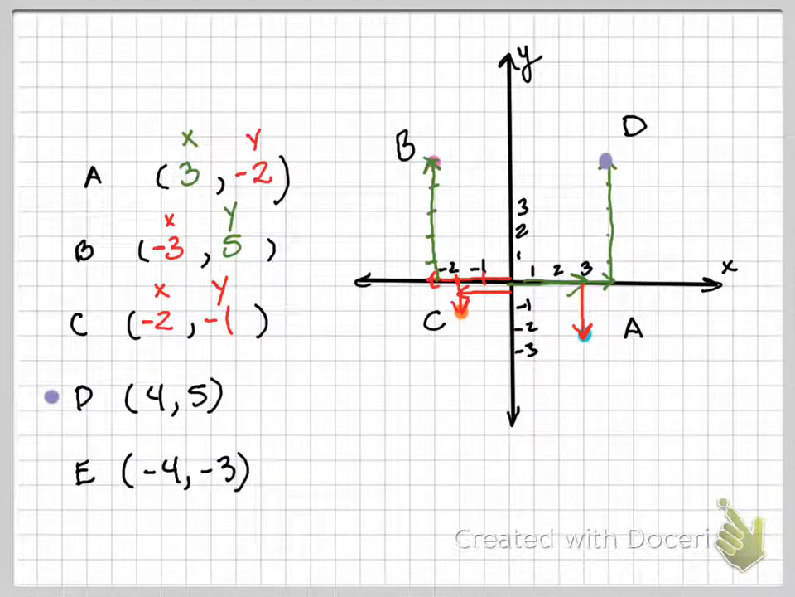All right, let's look at point E. I'm going to make this a dark blue color. Okay, to get to point E, we need to go 4 units to the left. 1, 2, 3, 4. Is that right? Yep. And then we need to go 1, 2, 3 units down. And that lands us right here. Okay, and again, that is point E.